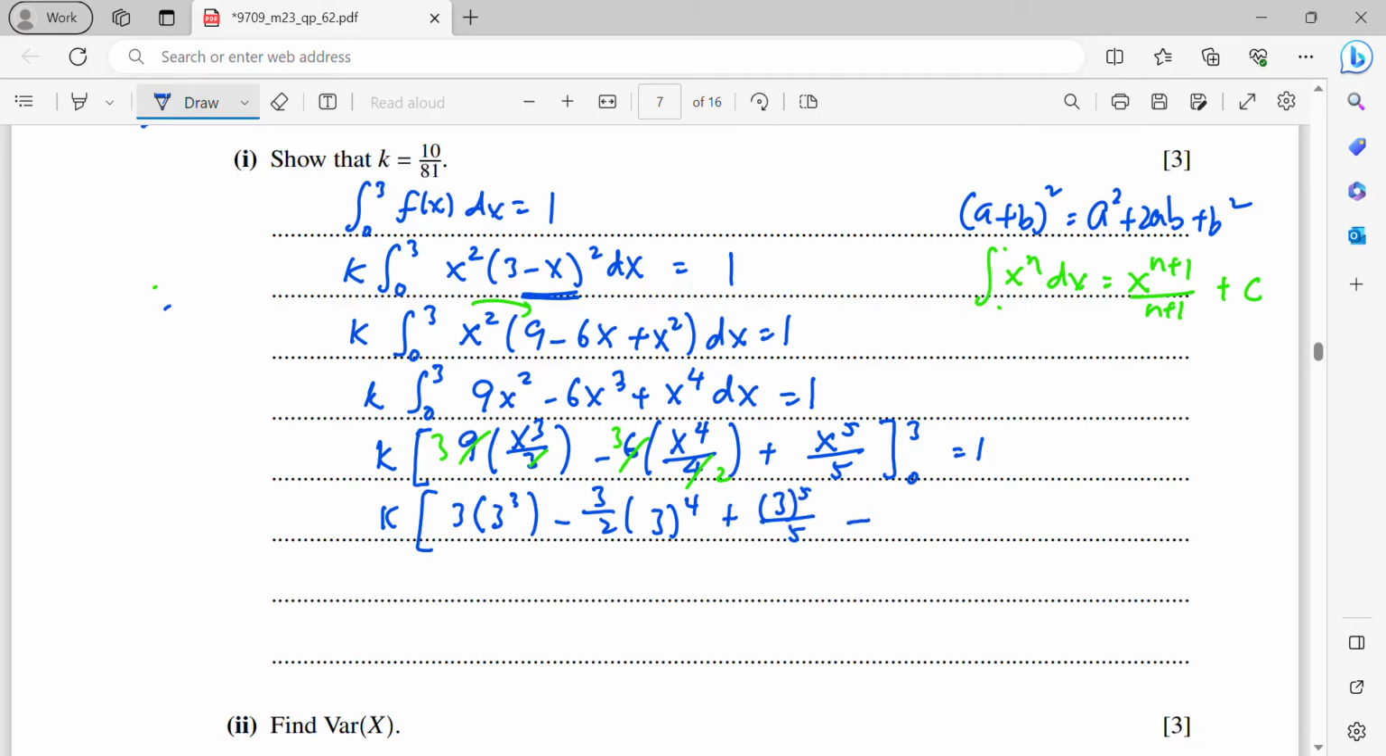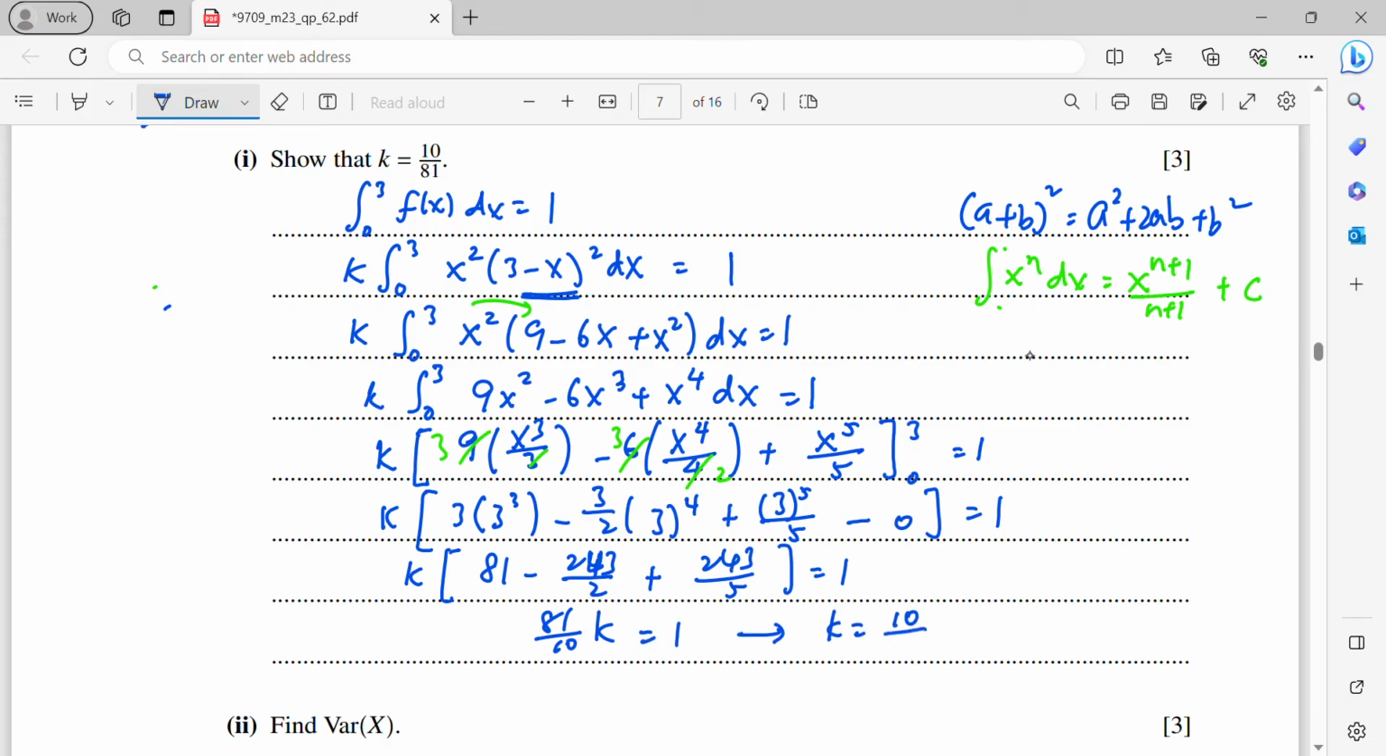Then minus, when the x goes to 0, everything will be 0. So here I will get 81 minus 243 over 2 plus 243 over 5, which equals 1. Okay, so the total of the values inside the brackets will be 81 over 10. Then multiply with k and it will be 1. So from here my k is going to be 10 over 81. So this is how I solve this question.